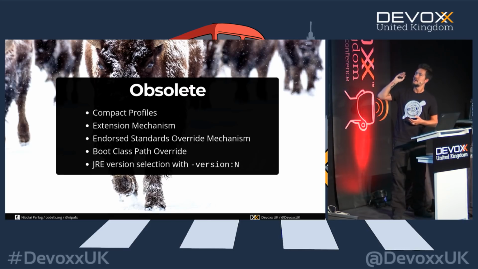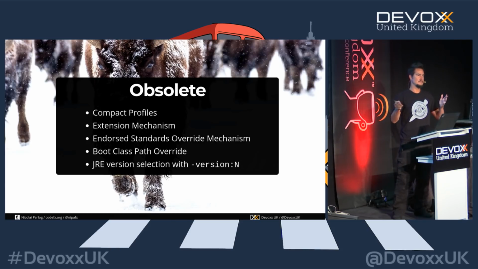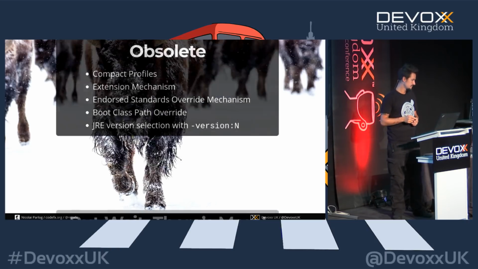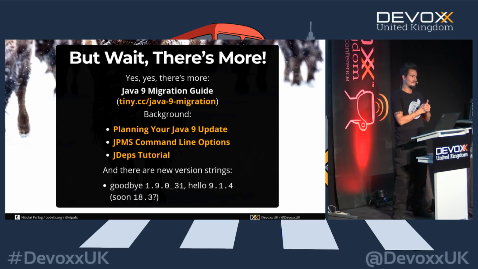There are a couple of obsolete mechanisms that were removed. If you look at this list and think, I don't know what any of those means, then great. Then you most likely don't have a problem. But if you do, then be aware that these are gone. And there's a little bit more.